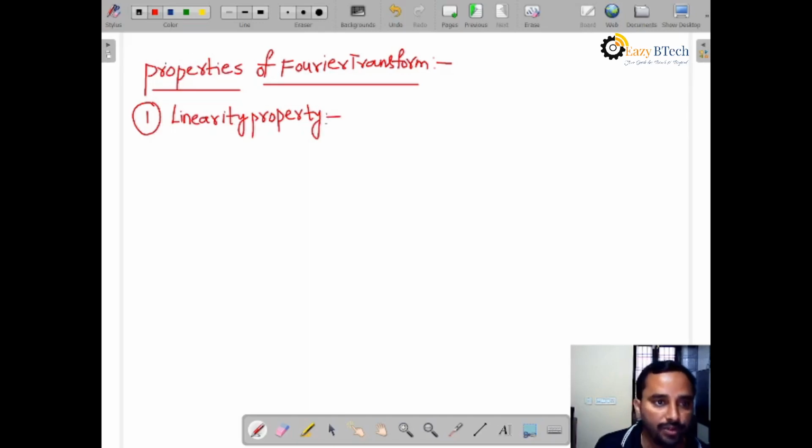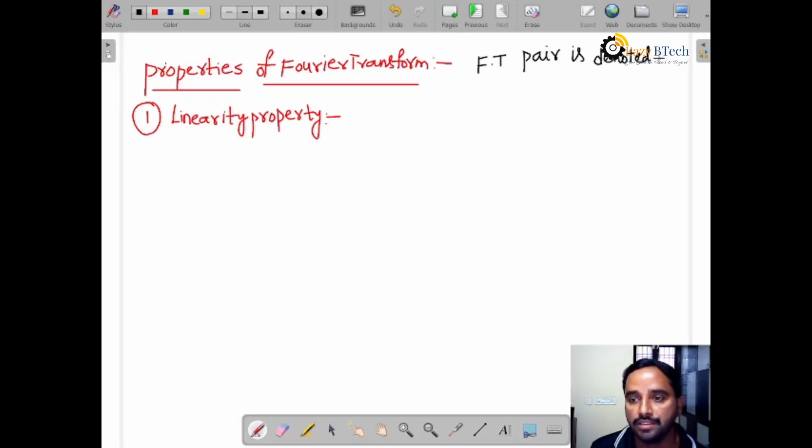The Fourier transform pair is denoted in this way. Suppose x of t is the signal, its Fourier transform is capital X of omega. This is the Fourier transform pair representation. Now we are going to discuss the linearity property.